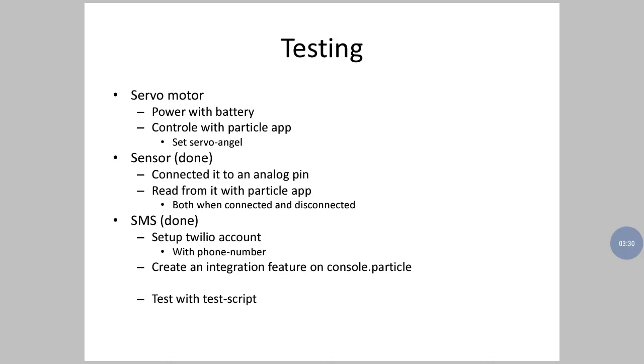I have done some testing, and there is something I have planned to do. I've not done the testing of the servo motor yet, but I'm planning to power it with a battery, because the Photon doesn't have enough power to power the servo motor. But I have to connect it to an analog pin, a writable one, so that I can use the Particle app to set the angle and test how it's working and what angle I'm going to use.